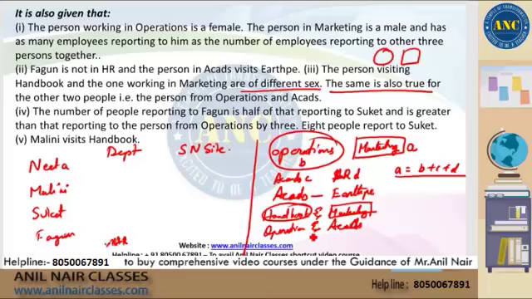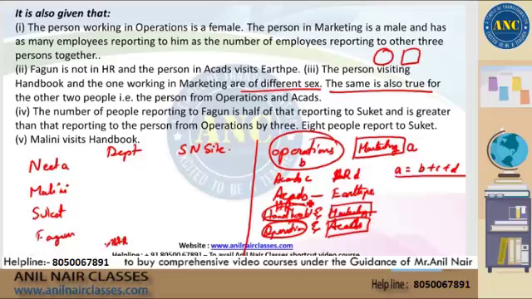These two are also of a different gender, but we know operations is a female, so accounts must be a male, right? We knew this, operations is a female, as given in the initial statement, which means the handbook person should be HR. So HR must be taking the handbook, right? Okay, HR must be owning or visiting the handbook.